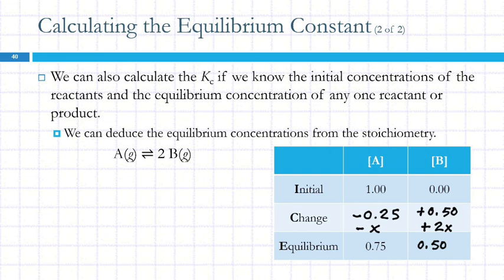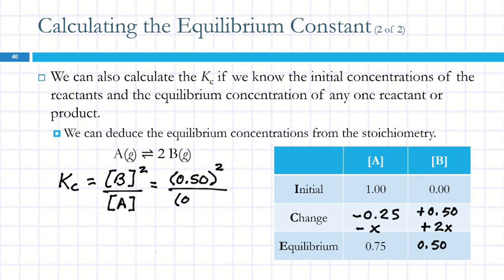Now we can calculate the equilibrium constant. The expression is B squared over A. We did our little table here, and we found that B is 0.5, and that's squared, divided by A, 0.75. That's 0.33 repeating, we'll just call it 0.33. Any questions?